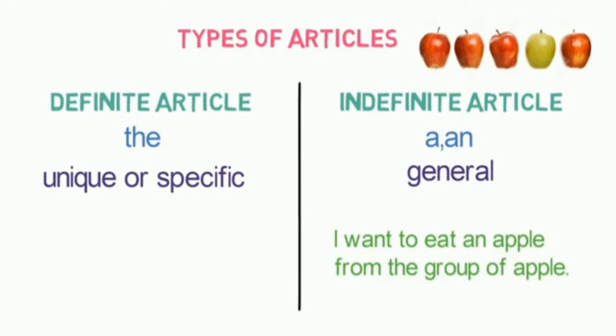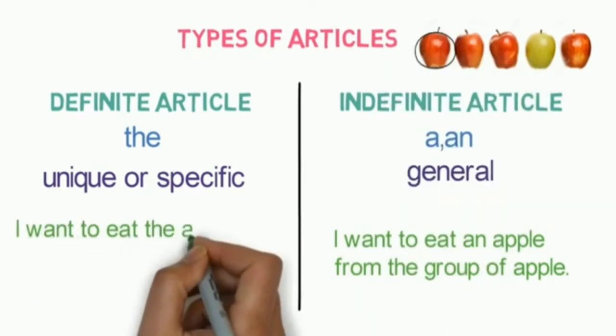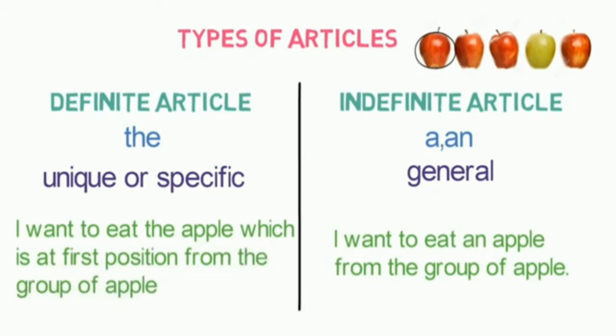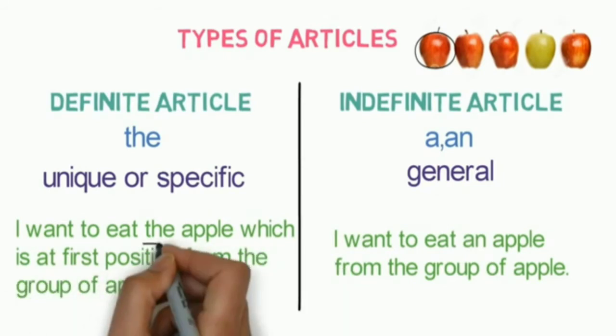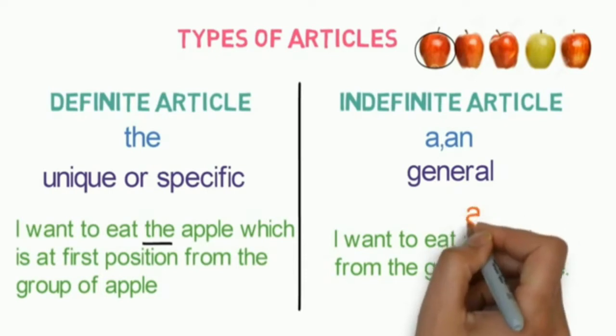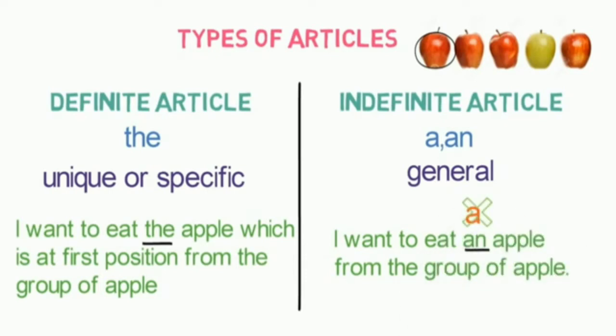Now, suppose you want to eat a specific apple from a group. Let's say the first one. You will say, I want to eat the apple which is at first position from the group of apples. You can notice here how we use the for pointing out a specific apple and an for a generalized apple. You can also notice that we have used an and not a for pointing to an apple in a general context. Let's understand why we used an instead of a here.